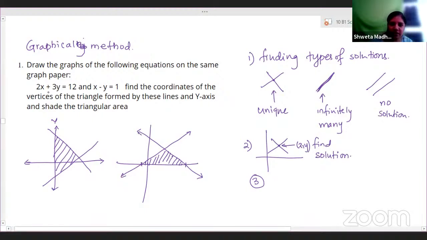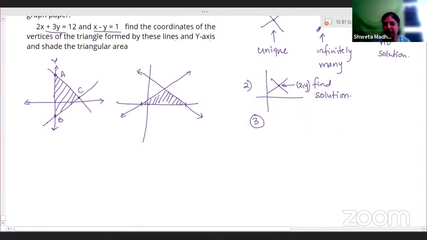Now the question I've given here has these two equations. The question is: find the coordinates of the vertices of the triangle formed by these lines and the y-axis and shade the triangular area. So first we have to draw these lines on the graph. You will get linear graphs. They will intersect, might be like this. Then you have to write the coordinates of the points where these lines intersect the y-axis, the A point, B point, and this C point. This we have to shade. This kind of question is only for unique solutions, intersecting lines.